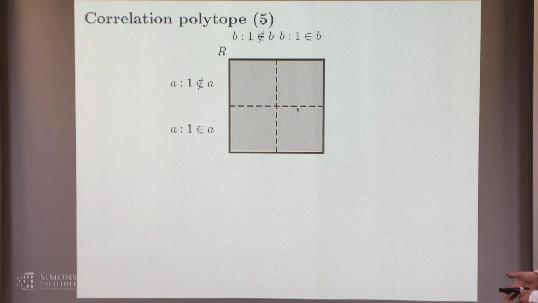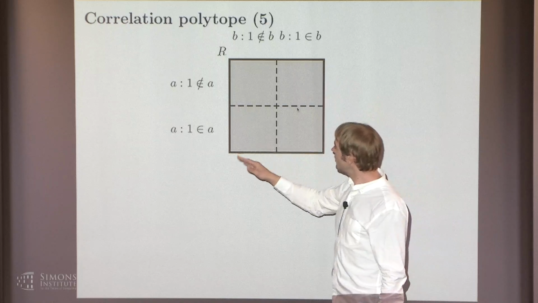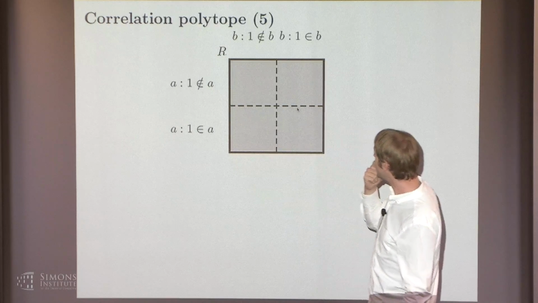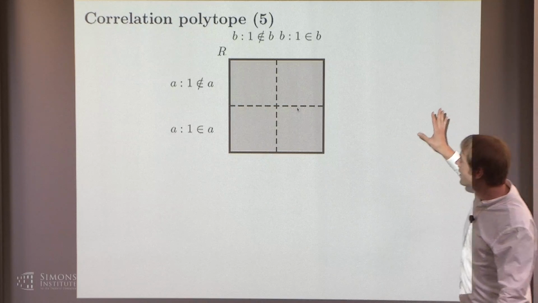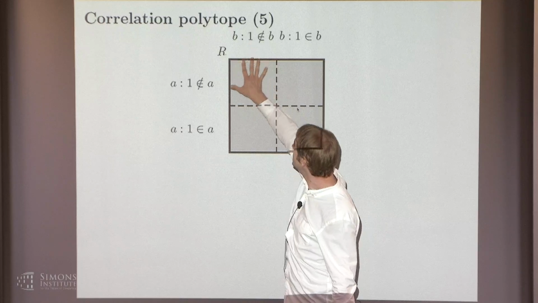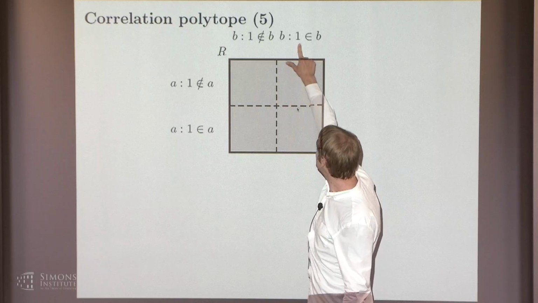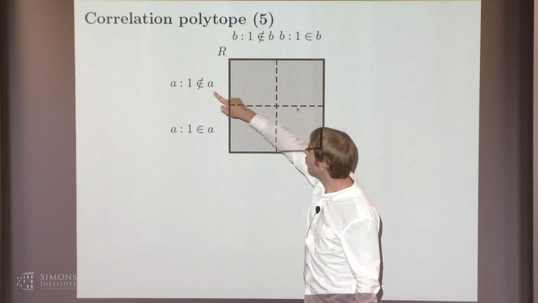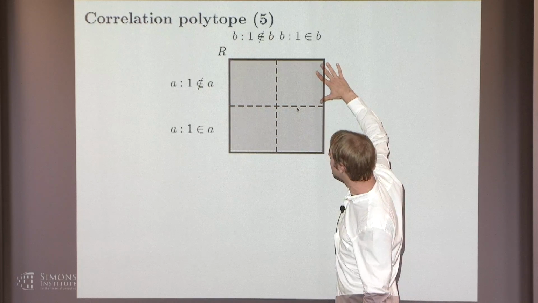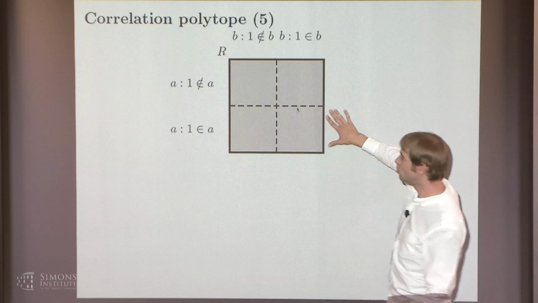So we'll do the following. Imagine this is our rectangle. It has many A's and many B's. Let's sort them so that these are the B's that don't contain the first symbol, and these are the B's that do contain the first symbol. And these are the A's that don't contain 1, and these are the A's that do contain 1.